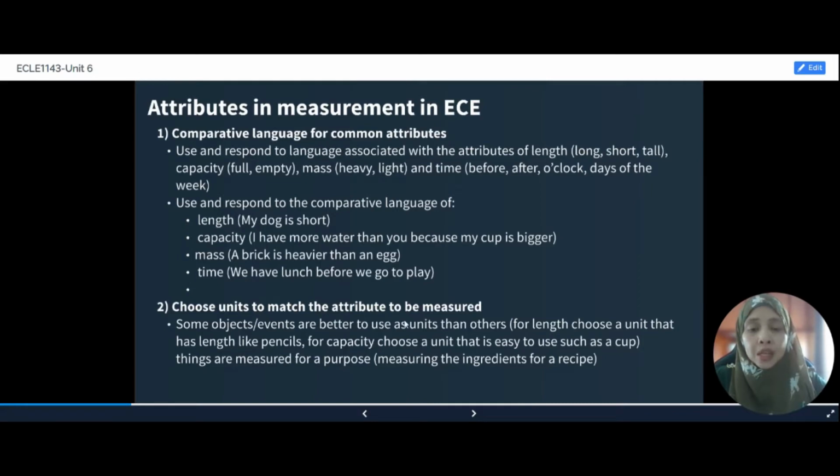Choose units to match the attributes to be measured. Okey, selalunya kita akan cari yang bentuk lebih kurang sama, dan selalunya untuk length dia kena ada sisi supaya senang untuk kita nak mengukur. Some objects or events are better to use as units than others. For length, choose a unit that has length, like a pencil. For example, meja ni kita boleh ukur dengan sebatang pensel.